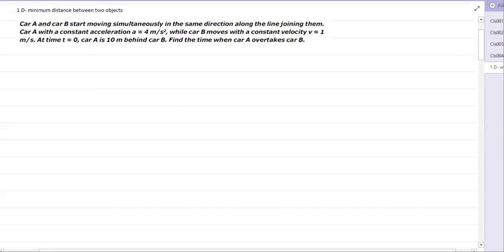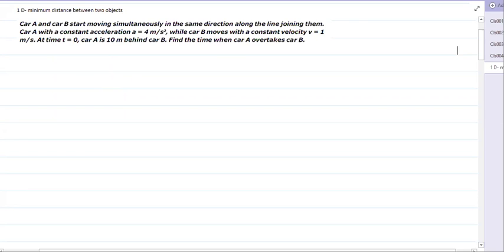direction along the line joining them. Car A with constant acceleration a equal to 4 meter per second square, while car B moves with constant velocity 1 meter per second. At time t equal to 0, car A is 10 meter behind car B. Find the time when car A overtakes B.